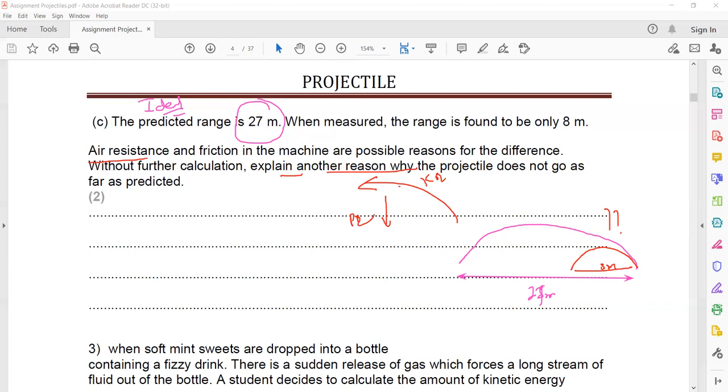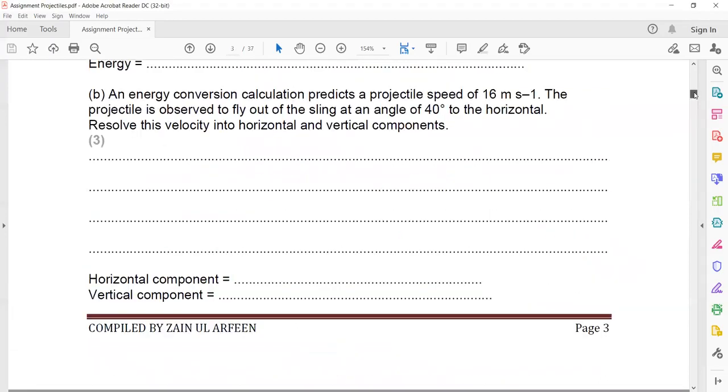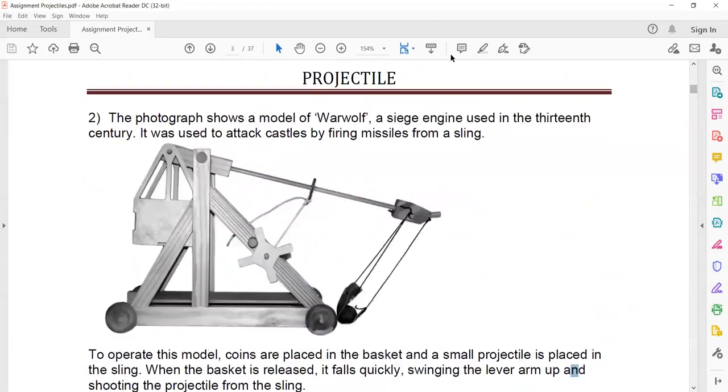And you can see in the picture, this sling is attached with a cord, with a rubber. So what might happen? Some of the energy might be stored in the string. If some of the energy is stored in the string as elastic strain energy, it will not reach the same range because the kinetic energy transfer will not be the same.